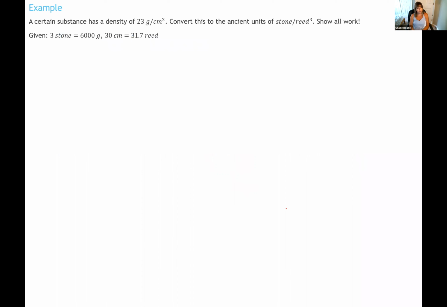Let's do a quick example here to give you a feel for how to set up these problems. I'm taking a quantity of 23 grams per centimeter cubed. I'm going to write it as grams divided by centimeters cubed. The 23 stays up in the numerator. It's 23 grams per centimeter cubed. I'm trying to get this into units of stones per reed cubed.